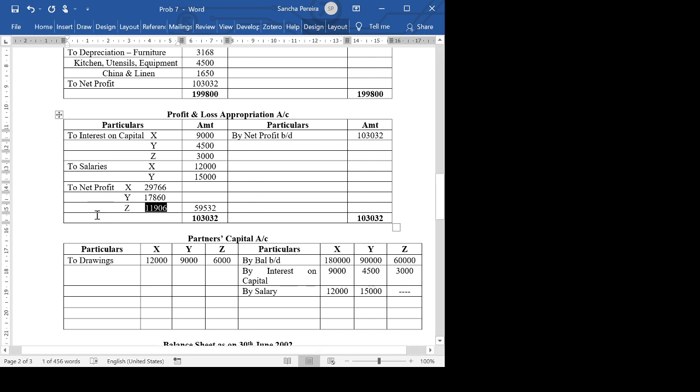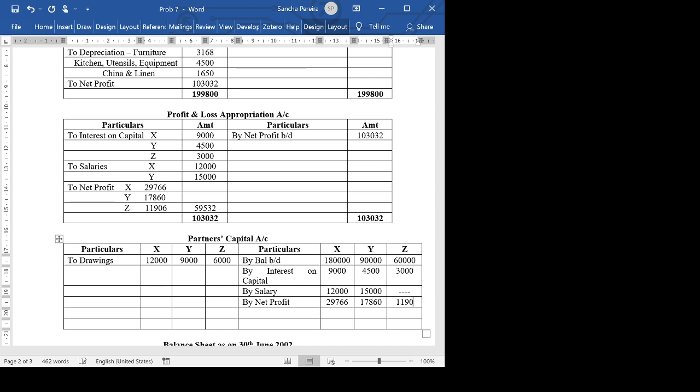Now this is the net profit. Again, this is an amount that is being paid to the partners, so again it will be like an income for them. So by net profit, which is shared between the partners, 29,766, then we have 17,860, and we have 11,906.